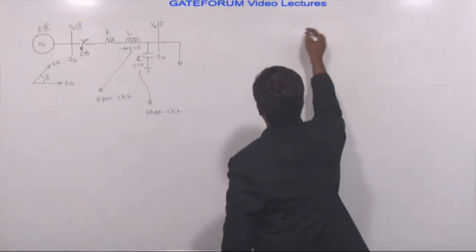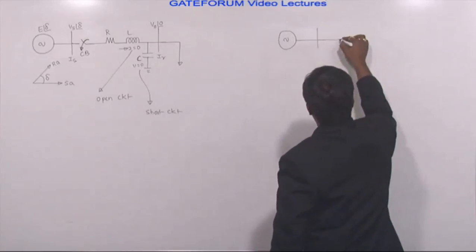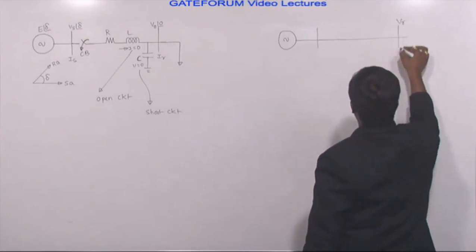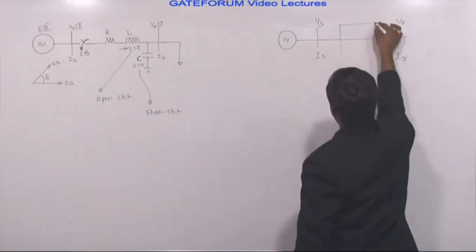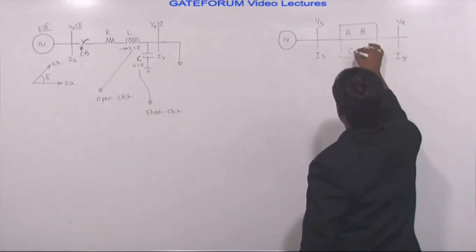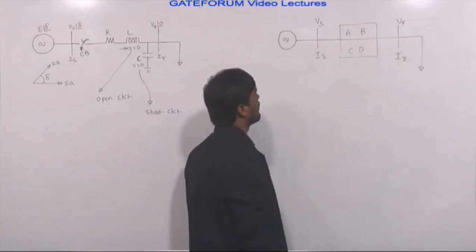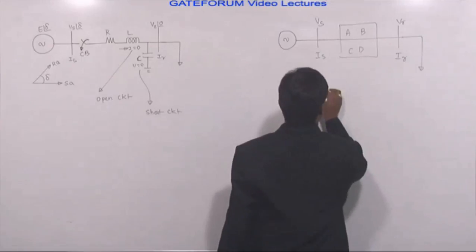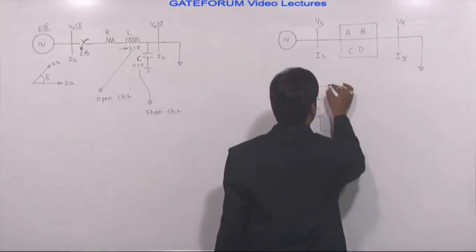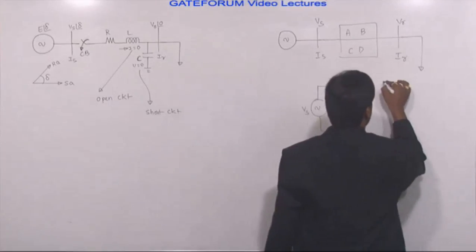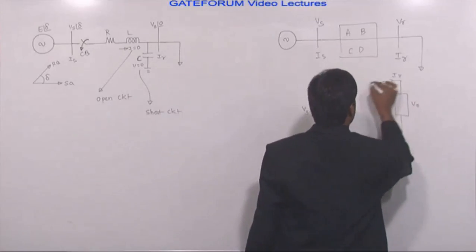Only we discuss the transmission line. It will have receiving end parameters VR, IR, and sending end parameters VS, IS. Both are related by using which parameters? ABCD parameters. This is the receiving end. Now, is the sending end side the load side or the source side? Source side. VS, IS. Receiving end is the load side. VR, IR. How are these two related?